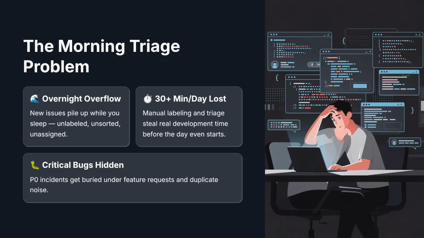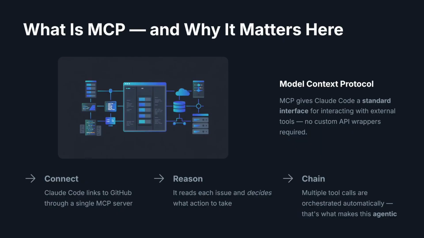I'll walk you through an MCP powered agent that handles the whole triage for you, and the priority logic is surprisingly simple. So MCP, or Model Context Protocol, is basically a standard way for Claude Code to talk to external tools. Instead of you writing a bunch of custom API wrappers, you set up an MCP server that exposes GitHub operations as tools Claude Code can call. Now here's the thing, it doesn't just call them blindly. It looks at each issue, figures out what to do, and chains multiple tool calls together on its own. That's what makes this agentic.